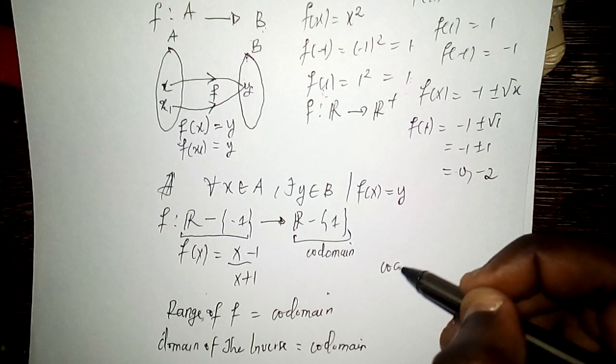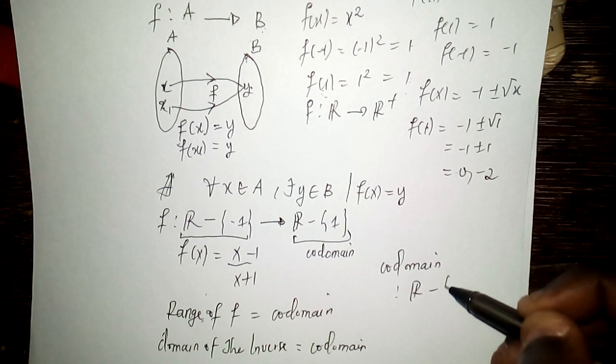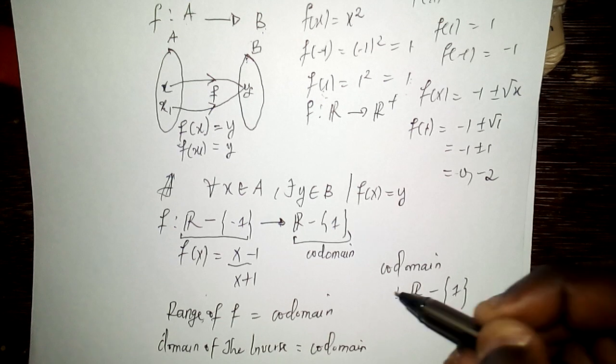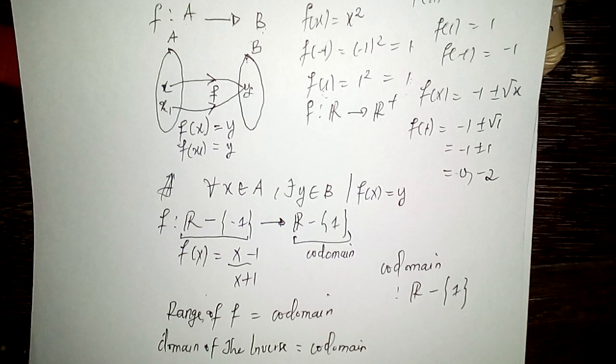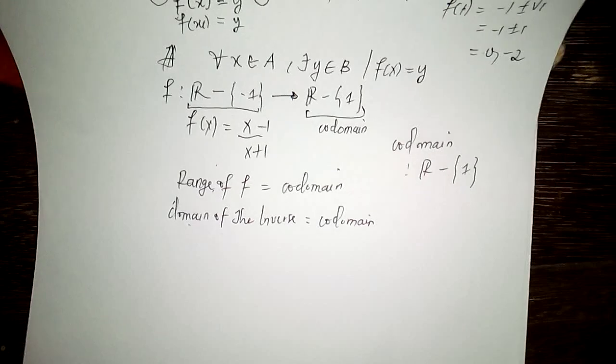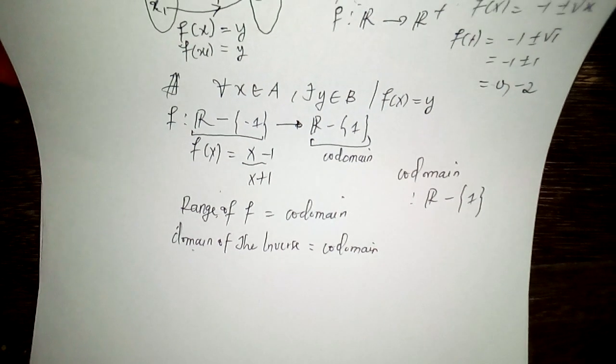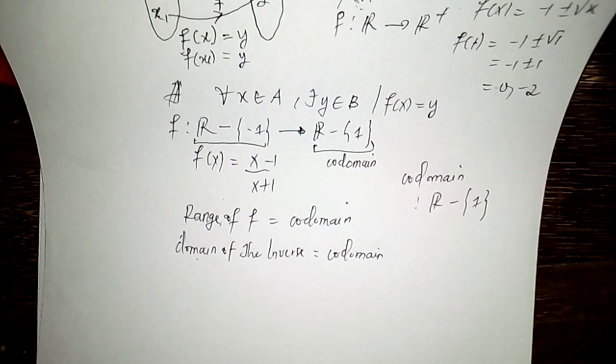Now my codomain is the set of real numbers minus 1. So all values of x in the set of real numbers minus 1, that's my codomain. Now I need to find the domain of the inverse, and later on, after finding the domain of the inverse, I'll use it to find the range. Okay, so how do I get the inverse?